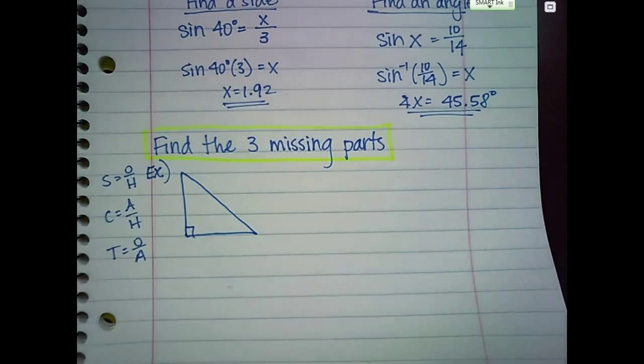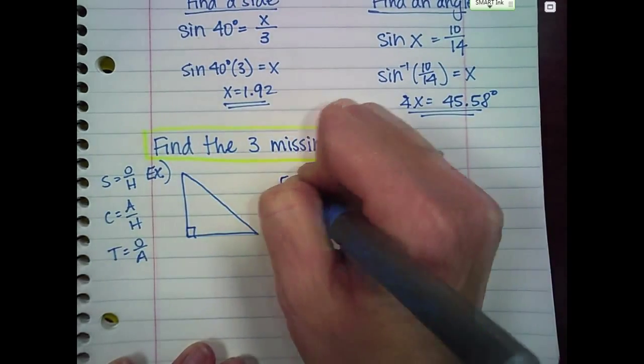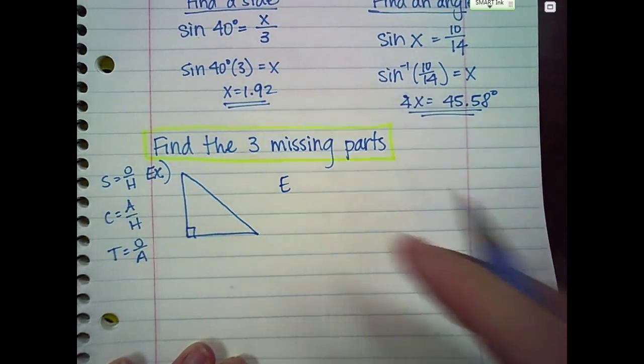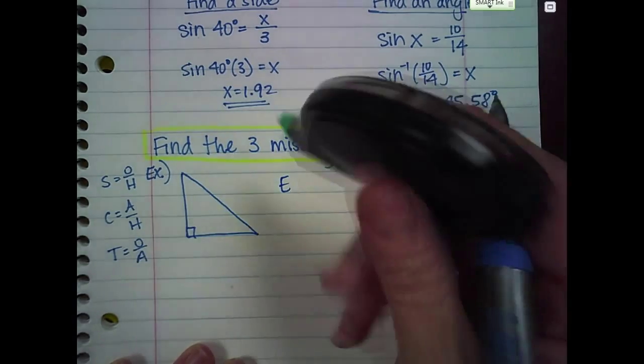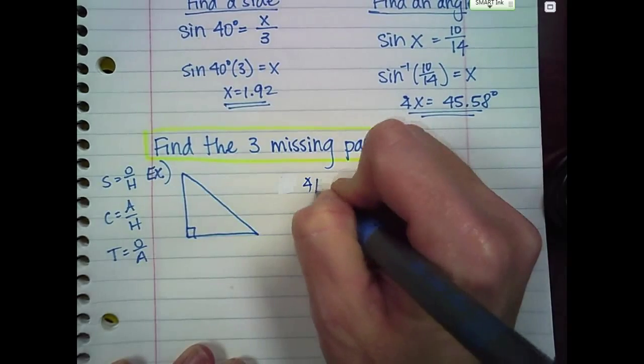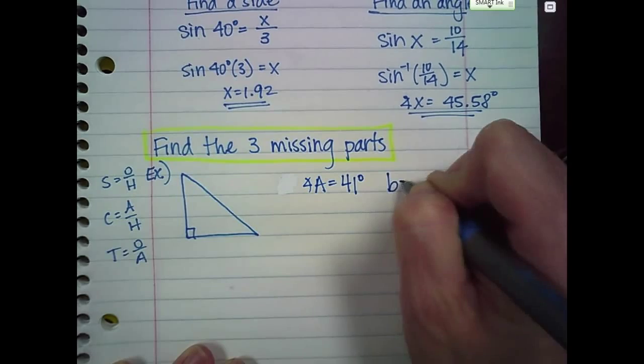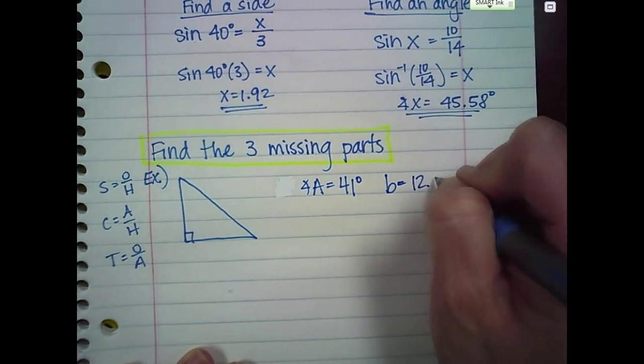Let's see, I'll use... Right, so I'm going to label the parts in pink every time they're given. It helps if you have a pen, something different than what you're using, to do it in a different color. So here's what it's going to tell me. It's going to say that angle A is 41 degrees. It's going to tell me B is 12.5 centimeters.